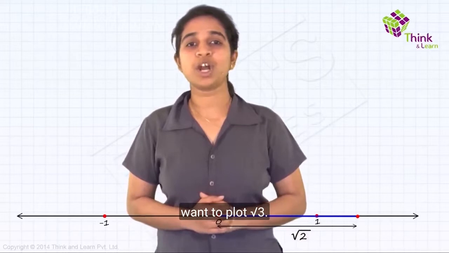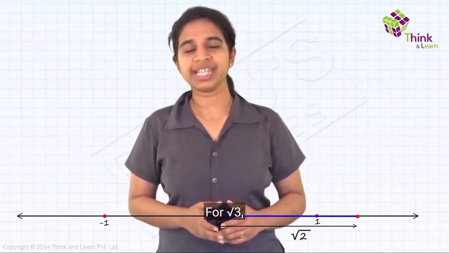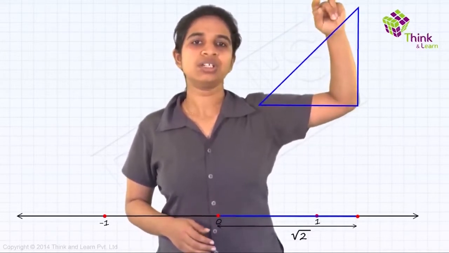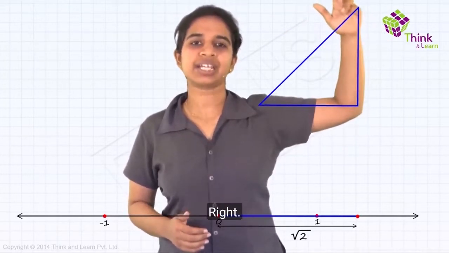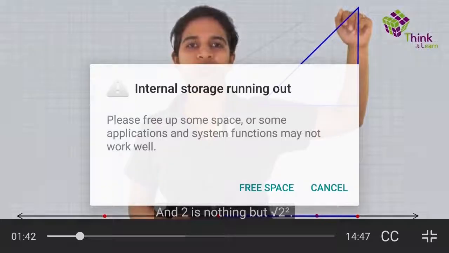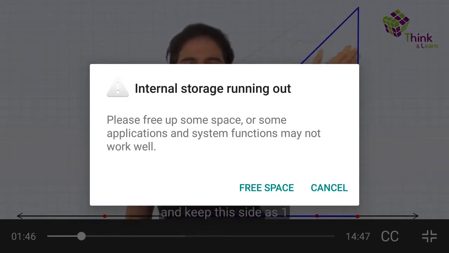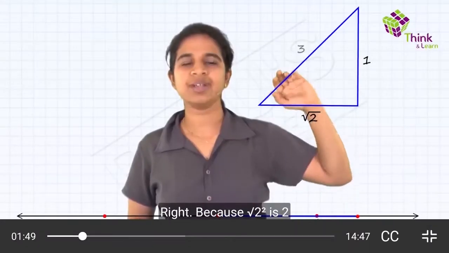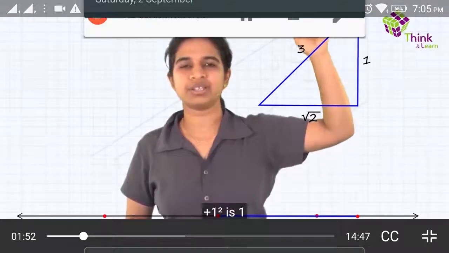Let's say you now want to plot root 3. How would you do that? For root 3, look at this triangle again, right? We had 1 plus 1, we got 2. If we want 3, how will we get it? 2 plus 1 will give us 3, right? And 2 is nothing but root 2 squared, right? So in this same triangle, if I change this side to root 2 and keep this side as 1, then my hypotenuse will be root 3. Right? Because root 2 squared is 2 plus 1 squared is 1 will give you 3.